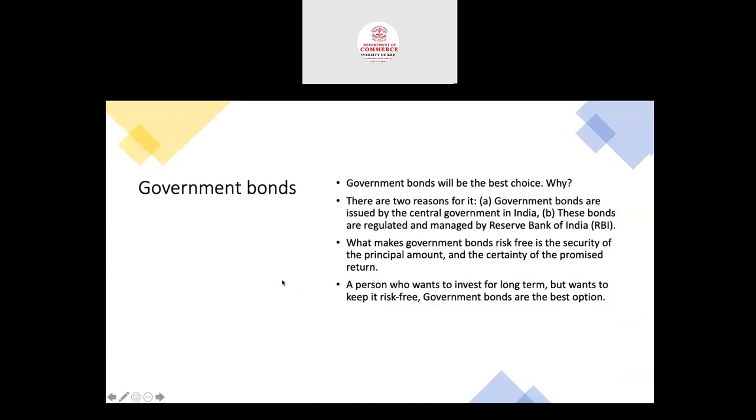Then there are government bonds. Government bonds will be the best choice. Why? There are two reasons for it. Government bonds are issued by the central government in India, and these bonds are regulated and managed by the Reserve Bank of India, so these bonds are very liquid. What makes government bonds risk-free is the security of the principal amount and the certainty of the promised return. And of course, the liquidity factor is very good. A person who wants to invest for the long term but wants to keep it risk-free, government bonds are the best option. So government bonds are better than corporate bonds, I would say, because the risk factor is very low and the bonds are managed by the Reserve Bank of India. It is very safe to purchase government bonds.